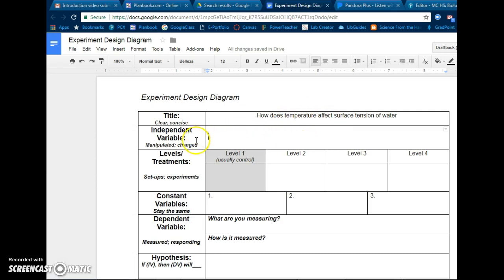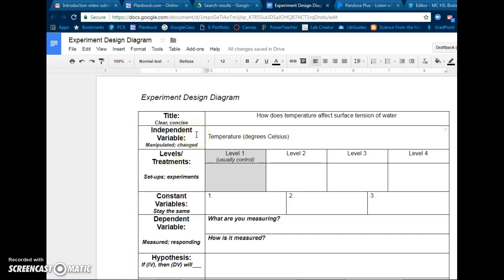And so the independent variable, or the variable that you manipulate or change, is going to be the temperature of the water. Okay, something I want you to think about is that in science, we only measure in metric, and so in this case we're going to be looking at degrees Celsius. Okay, so then we go down to our levels or our treatments. This is going to be the actual experiment itself.